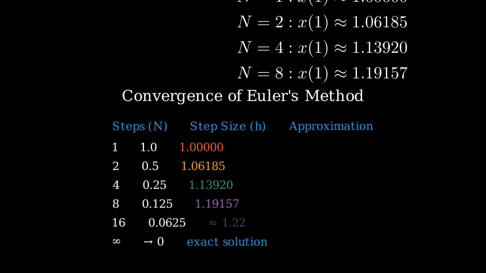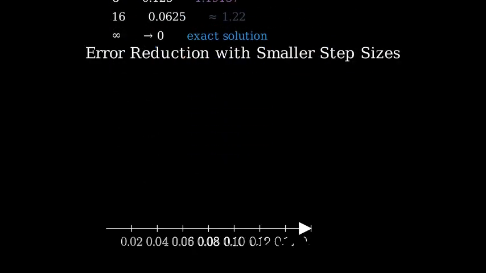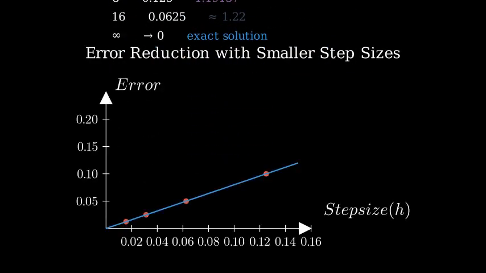The values are growing, suggesting that the true value of x at t equals 1 is greater than 1.19157. If we wanted an even more accurate approximation, we could use even more steps like n equals 16 or higher. Euler's method is a first-order numerical method, meaning its error is proportional to the step size. As we decrease the step size by half, we roughly halve the error in our approximation. This is why we see our approximations getting closer to the true value as we increase n.